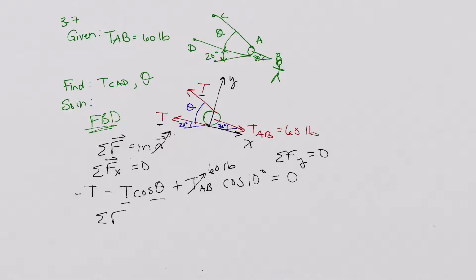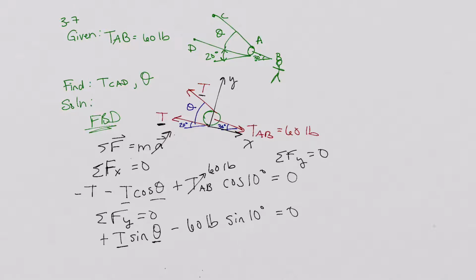Fortunately, we have another equation. The sum of the forces in the Y direction equals 0. Actually, I just noticed this one shouldn't have a hat on it. For the sum of the forces in the Y direction, we'll do it similarly. The first one, that bottom T, doesn't have a component in the Y direction. The top T does, and that would be positive, so plus T sine of theta. And then TAB would have some Y component also, and that would be negative, because it's going down below the Y, so minus 60 pounds, or TAB, sine of 10 degrees equals 0. So there we have another equation that has T and theta in it.